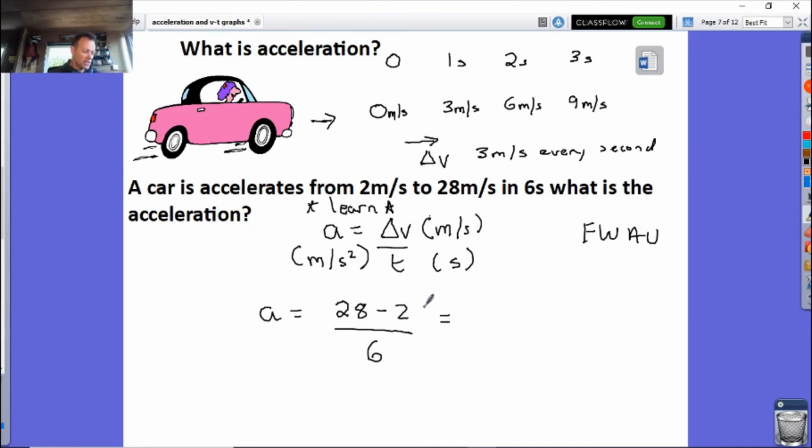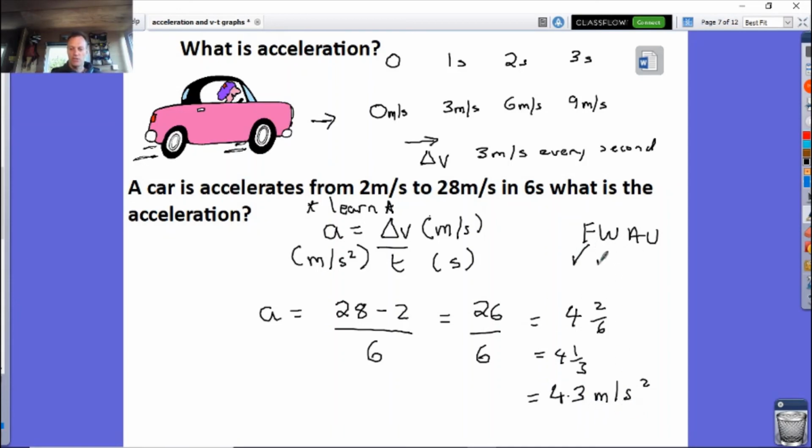And we can all do this now. You take your 28 minus 2, and then you get 26 over 6. We all know that equals 4 and 2 sixths, which is exactly the same as 4 and a third, or you can write it as 4.3 meters per second squared. So all you do is take the change of velocity, 28 minus 2, divided by the time taken, 26 over 6, which gives us 4.3 meters per second squared. I've shown the formula, I've shown my working, I've shown my answer, and I've also got the units as well.